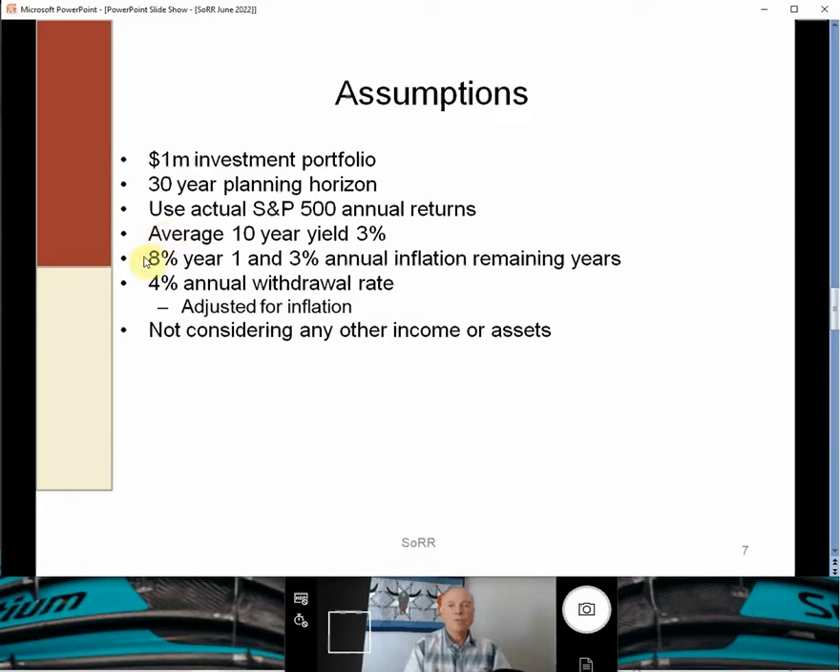I'm starting with inflation in year one at 8%, and then I'm going to show a 3% annual inflation for the remaining 29 years. I'm going to follow the 4% safe withdrawal annual rate rule, and that, of course, is adjusted for inflation. That's one of the core tenets of the 4% safe withdrawal rate: you adjust it for inflation each successive year as you are taking money out of your investment portfolio. Now, I'm not considering any other income or assets. I just want to make this a very simple and basic presentation. So no other income is factoring into this analysis.